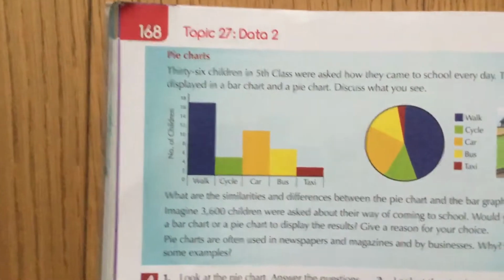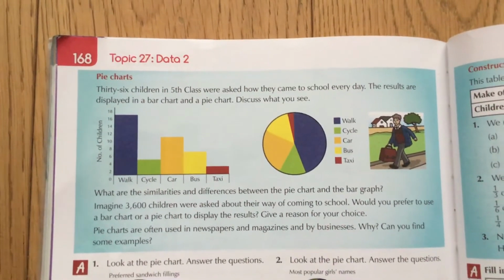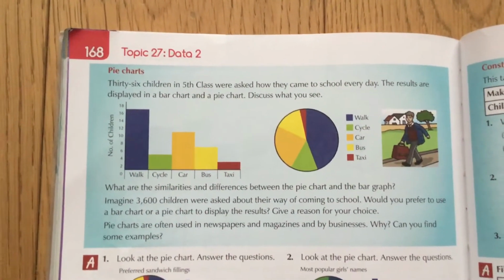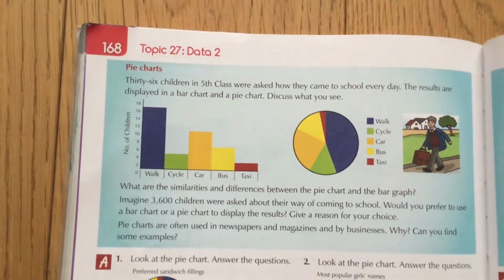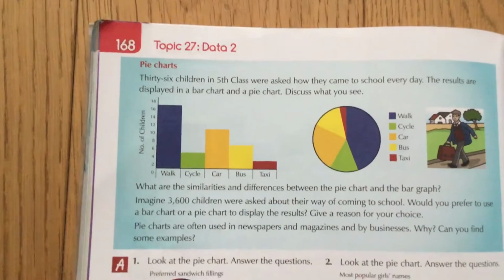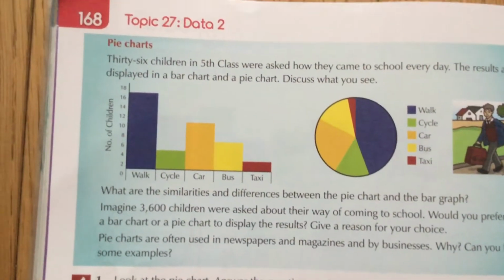Okay, now we're going to zoom in on 168. 36 children in 5th class were asked about how they came to school every day. The results were displayed in a bar chart and a pie chart. We'll discuss what you see. So you have your bar chart there, you have your X and Y axis, you have your information, you have your scale, your interval. It's going up in 2s.